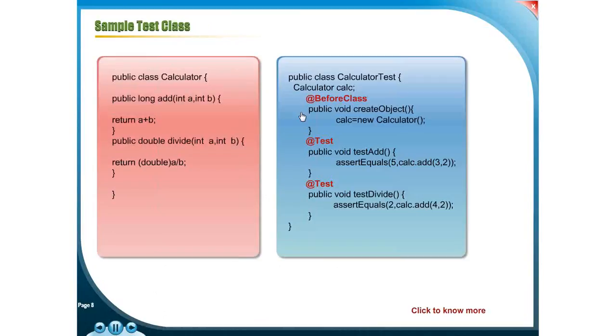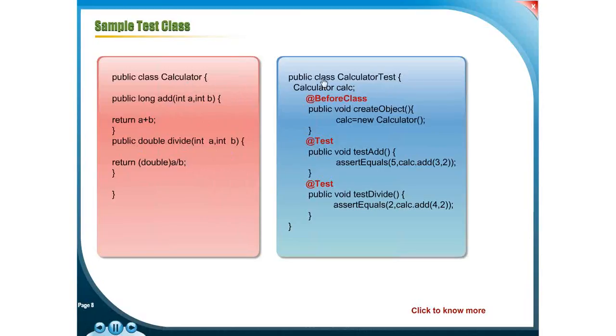So let me show you the piece of code here. Here you can see the calculator class. Calculator class is having add, which would take numbers and perform an addition and return the summation. Likewise, divide, which takes two numbers and gives the result.